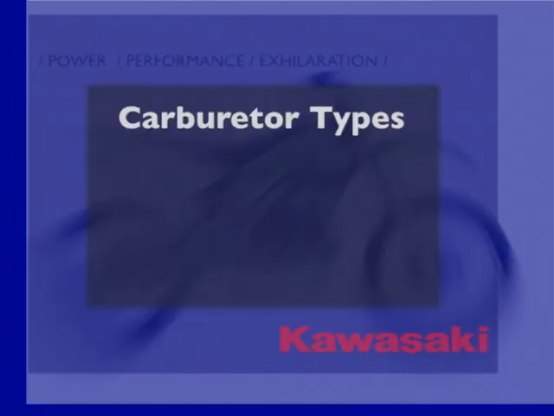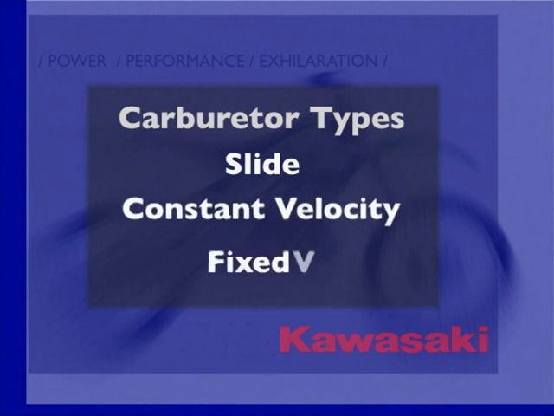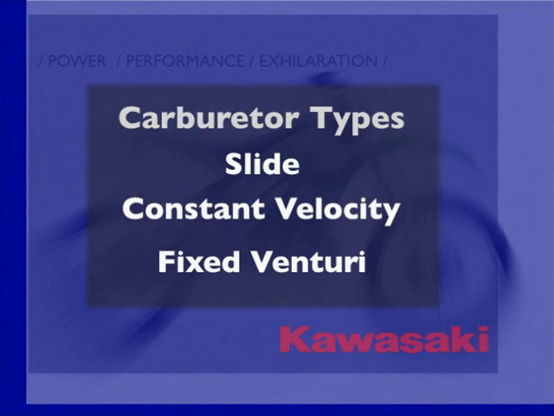Kawasaki vehicles commonly use one of three carburetor types: slide, constant velocity, or a fixed venturi carburetor. The main difference in the design of these carburetors is the way that the venturi is changed. Since we've already examined a slide type, let's look at the differences on the other types of carburetors.